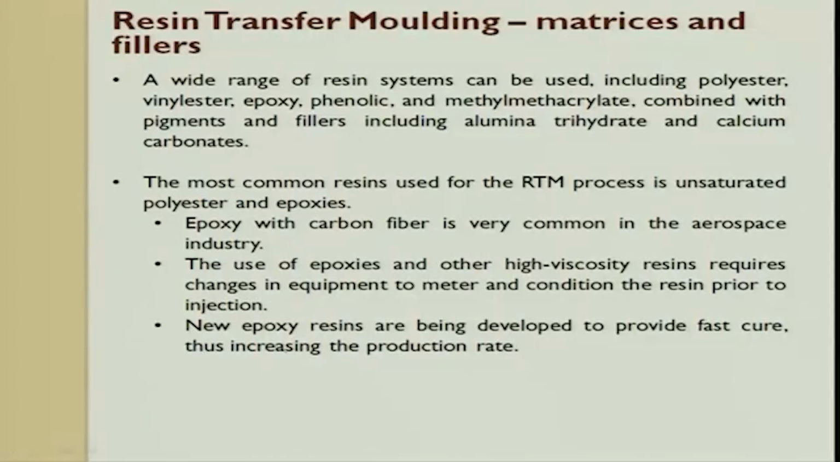Matrix I have discussed enough. So, we use epoxy or polyester generally, thermoset, and new epoxies are coming up so that you can have a long time of curing, so that large products can be made and the number of parts can be reduced. I have discussed enough, so let me move through it. Polyester, vinyl ester, epoxy, phenolic or methacrylate, or a combination, with pigments and fillers such as aluminum trihydrate and calcium carbonate mixed in the resin, so that it brings in the flavor you want for the product.